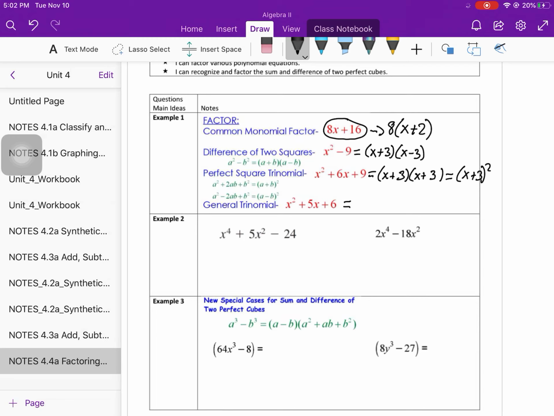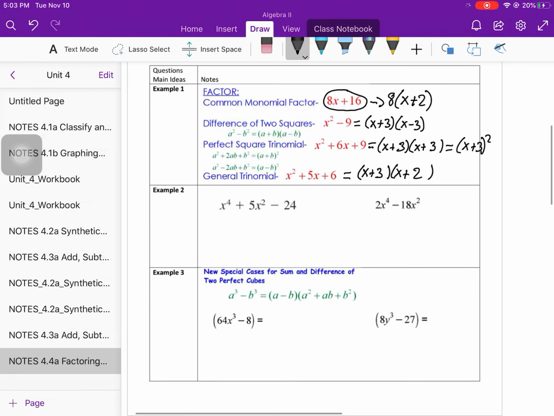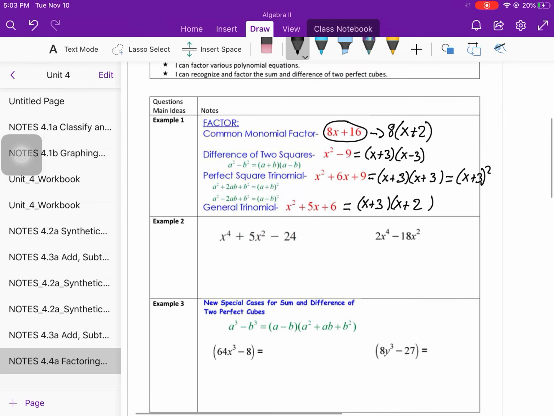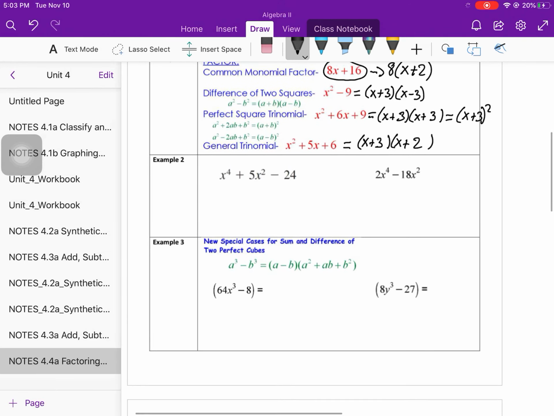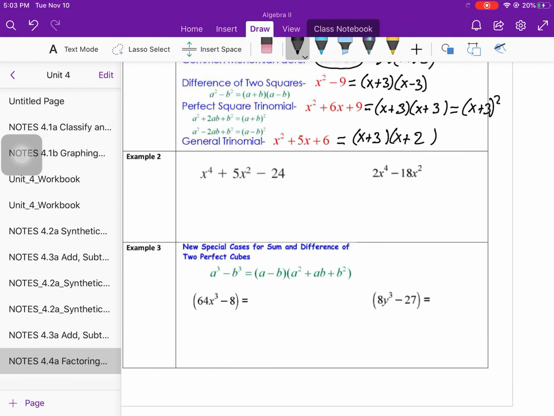And then lastly, there's the general pattern where we look at two sets of parentheses, and then we get x and x. We look at the signs are both plus, so plus and plus. We're looking for factors of 6 that add to make 5, which would be 3 and 2. Okay, so that was when we were working with quadratics. So now let's look at how this is with something a little bit bigger.